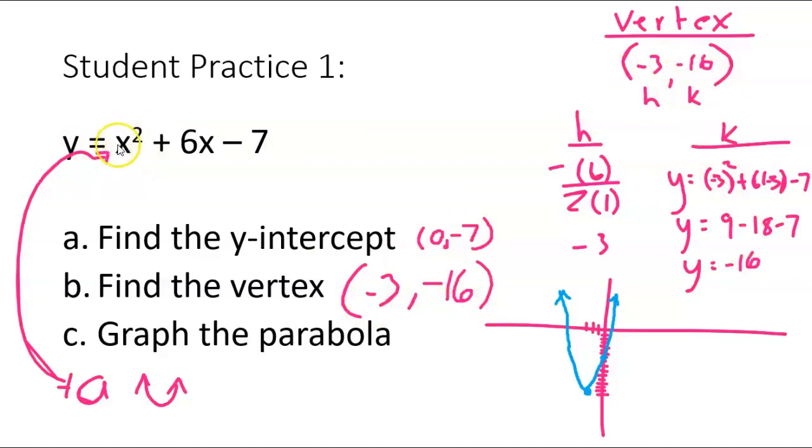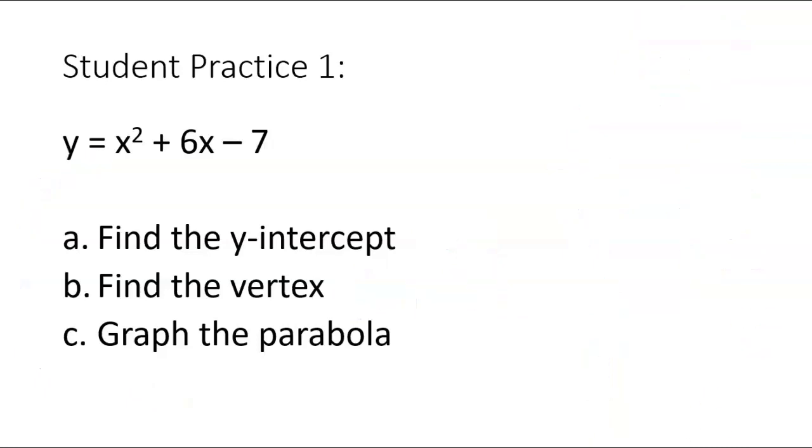Since the number in the front is a positive a, we have a happy face parabola, and then my vertex, negative 3, negative 16, is down here on the bottom. My y-intercept is 0, negative 7 right here. Connecting the dots with that happy face parabola, we're good to go. So there's your solution for that one.